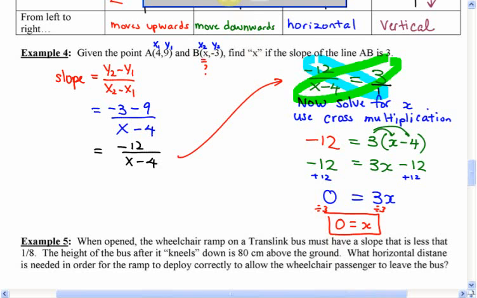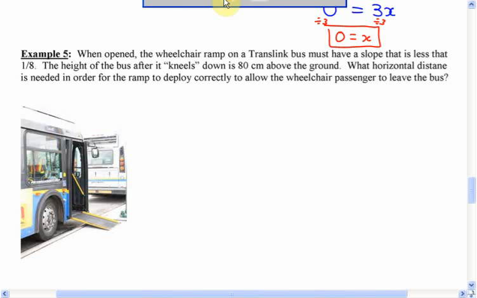Okay. When open, the wheelchair ramp on a transiting bus must have a slope that is less than 1/8. Key statement. Slope 1/8. That's the key. It says the height of the bus after it kneels down is 80 centimeters above the ground. And the question here says, what horizontal distance is needed in order for the ramp to deploy correctly to allow the wheelchair passenger to leave the bus? You're like, whoa, what's going on, Mr. Lee? This is a crazy question.